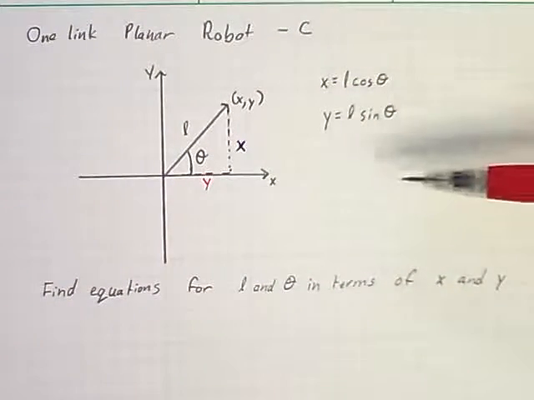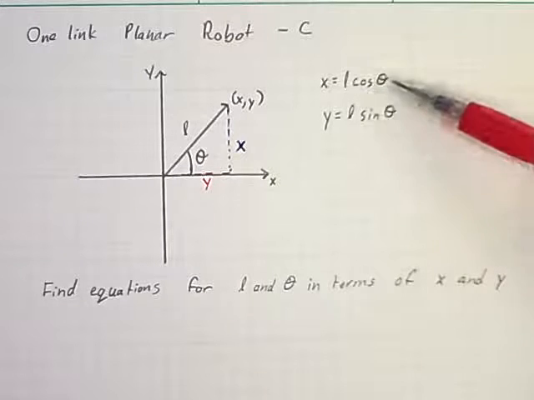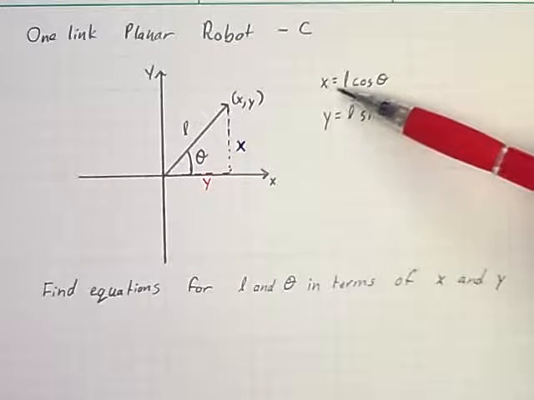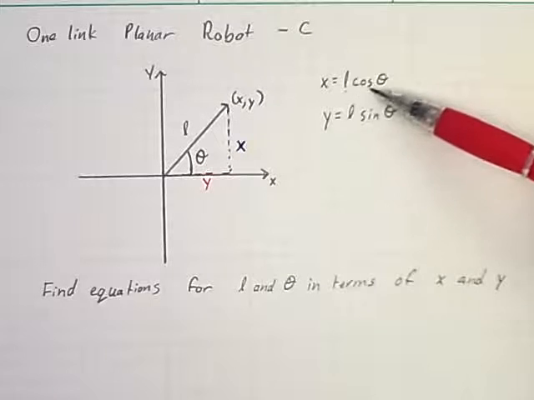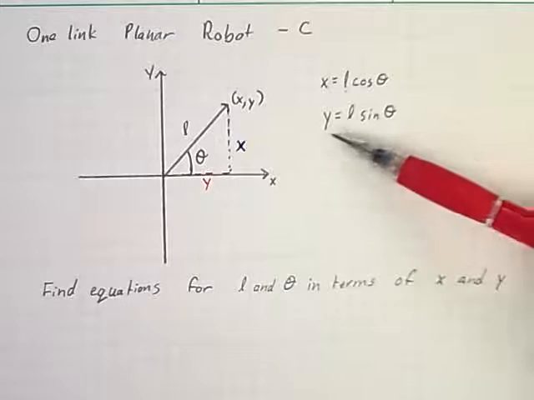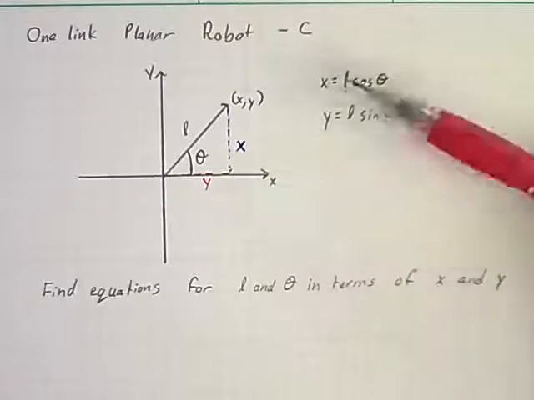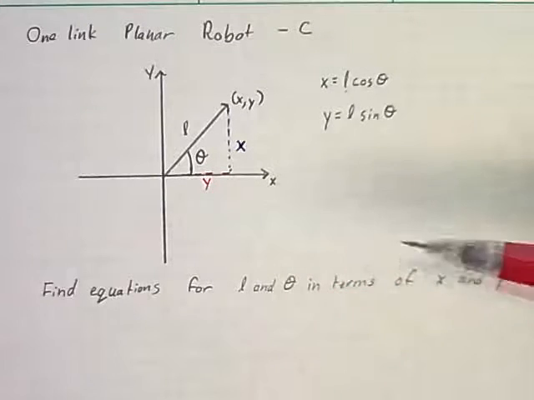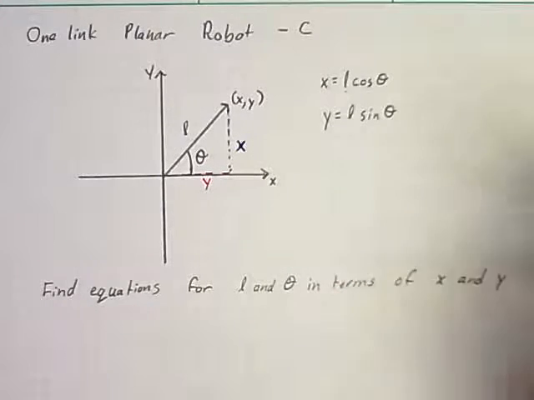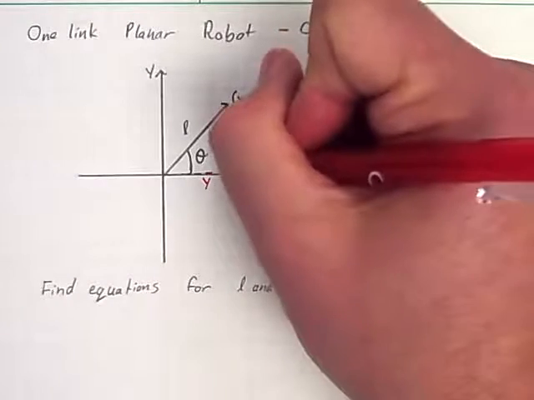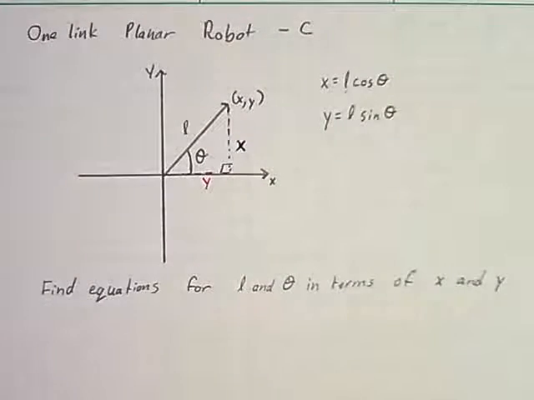We already determined that we can get x and y in terms of L and theta by using L times cosine theta equals x and L times sine theta equals y. But now we want to go the other way. If we knew what x and y were, could we figure out what L and theta were? So let's do L first, because that seems really easy to think about.